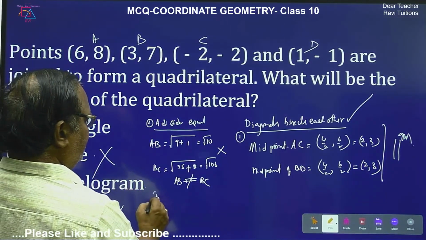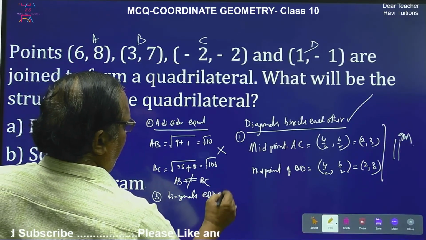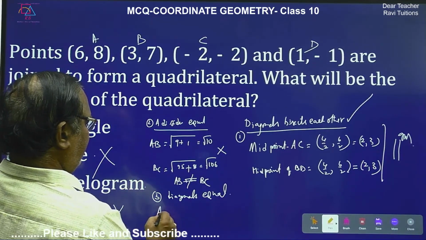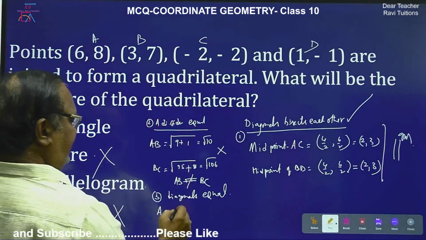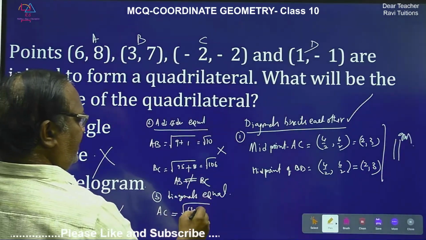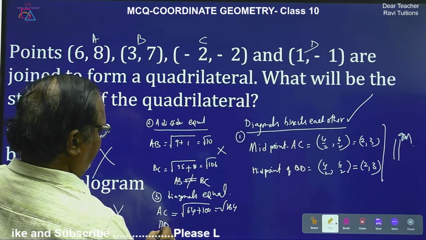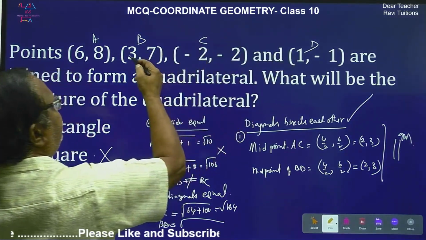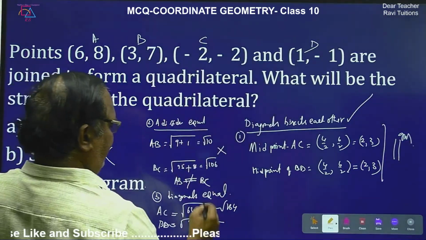For that you should show that diagonals are equal. In a rectangle, diagonals are equal. So now you find out diagonals. AC means this and this. Minus 2 minus 6 is minus 8, minus 8 whole square is 64. Minus 2 minus 8 is minus 10, 10 whole square is 100. So 164. And BD, you find out BD also. So how much, B and D? 1 minus 3 is minus 2, minus 2 whole square is plus 4. Minus 1 minus 7 is minus 8, 64.